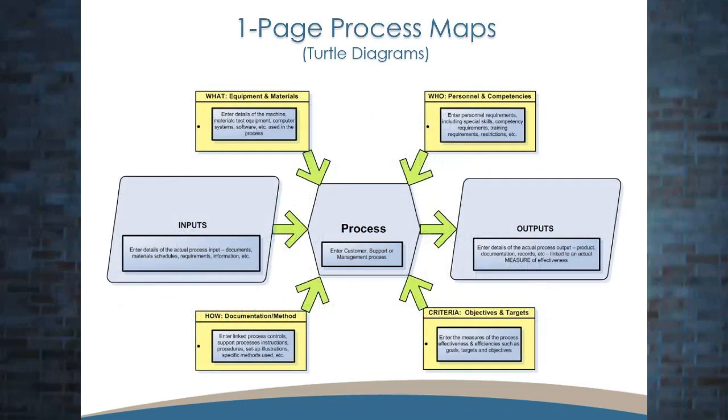So here's an example of a one-page process map or turtle diagram. Let's break this down into further detail. So first of all, inputs, process, outputs, that's the primary lane. And then you have what, how, who, and the criteria, objectives and targets for that turtle diagram.